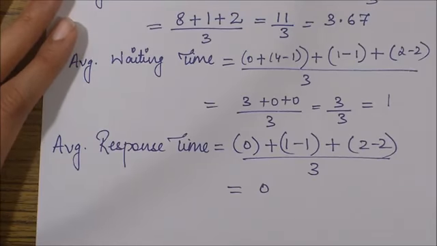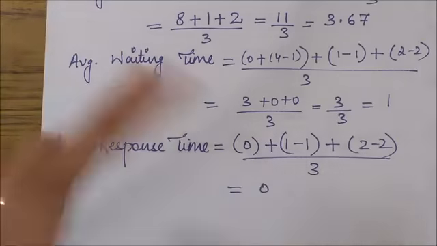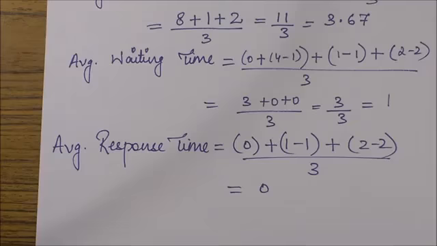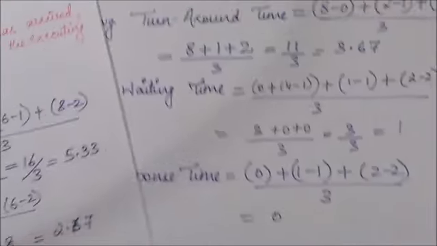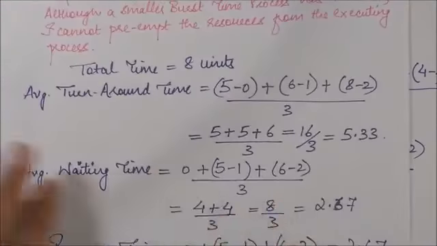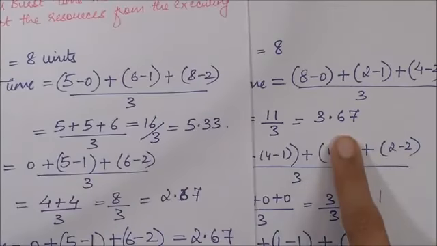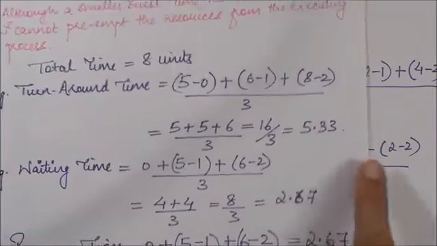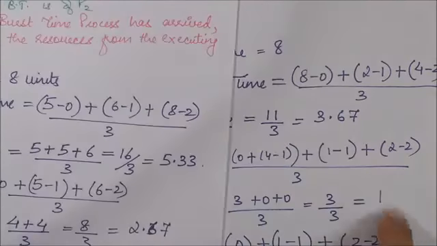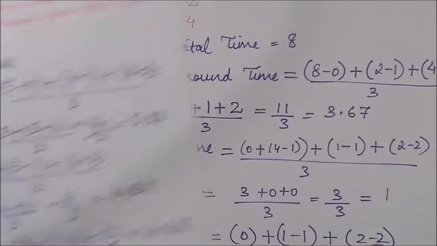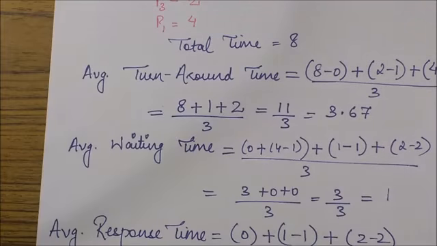Now if I compare the values with the non-preemptive version, the average turnaround time that we got in the previous session was 5.33. In this session, in the preemptive version, it is 3.67. The average waiting time was 2.67; over here it is 1. The average response time was 2.67; over here it is 0. So what we mentioned was that the measures would differ, and they do differ in the preemptive versions of an algorithm.